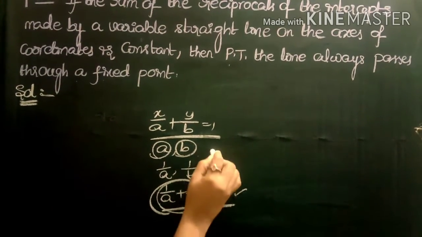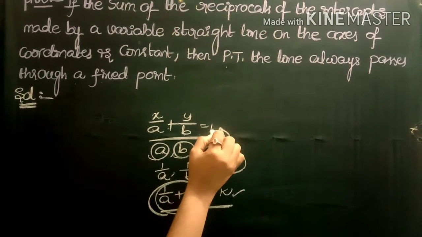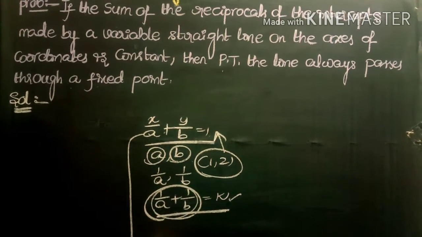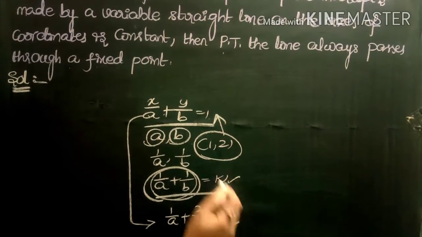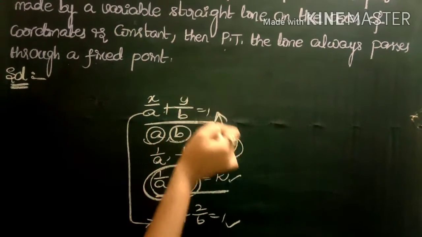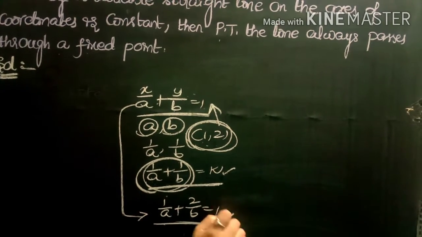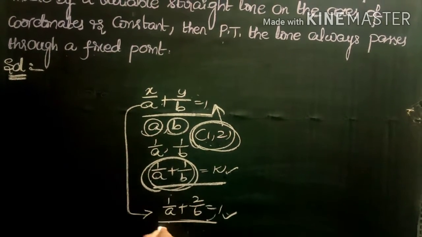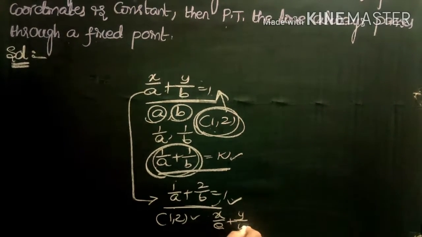For example, if the point (1, 2) lies on the line x/a + y/b = 1, then what does it give? 1/a + 2/b = 1. That is, the point satisfies that equation. If the point lies on the line, then the point satisfies that equation. That is, if 1/a + 2/b = 1, from this equation clearly we can say that the point (1, 2) lies on the line x/a + y/b = 1.